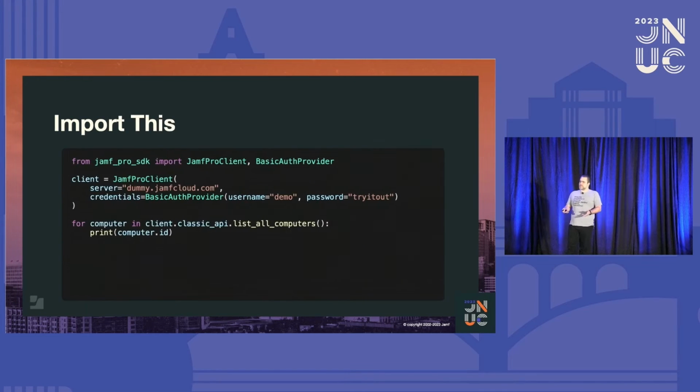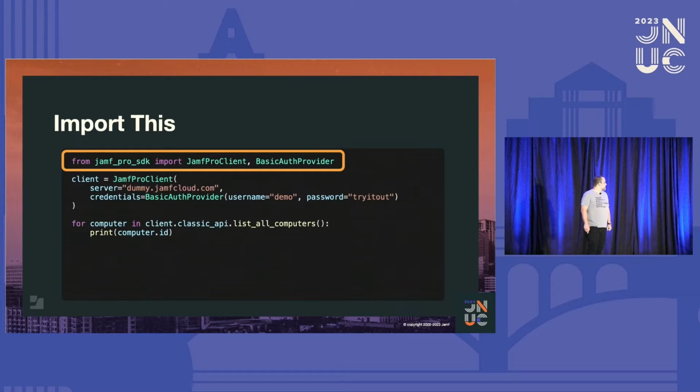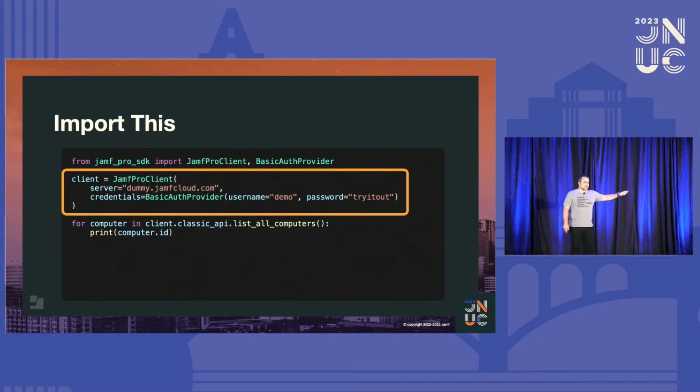And then after you've installed it, the basic usage looks just like this. From jamf_pro_sdk, import the client, import the basic auth provider, then you can instantiate the client. I am forgetting about my transitions, so we do the import. Then we go in, we create ourselves a client object by passing in the server that we're going to be pointing at, and then the credentials provider. I'm using the basic one, providing a username, providing a password.